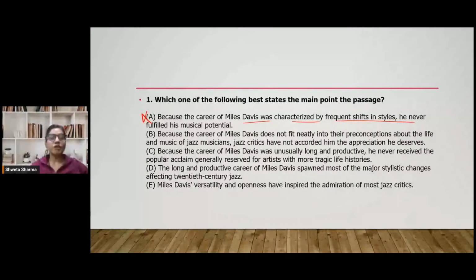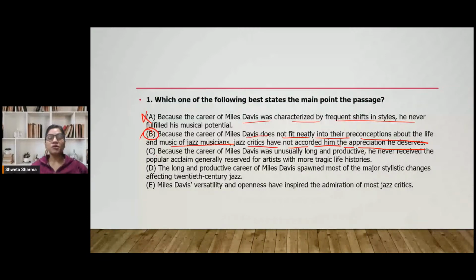Because the career of Miles Davis does not fit neatly into the preconceptions about the life and music of jazz musicians, jazz critics have not accorded him the appreciation he deserves. That is what it shows. That entirely, there have been just critics for him. There's no one who's praised his work, praised his art, his music.